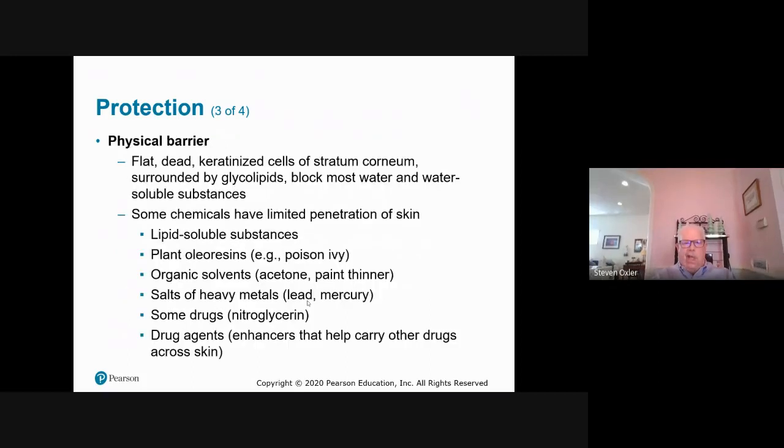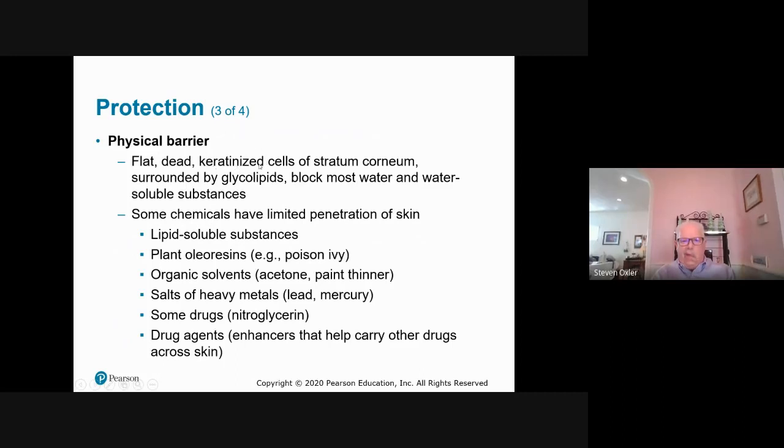The physical barrier. Well, you kind of know the physical barrier. You know that water can't get into your skin. Why? Because basically your skin has protein over it, keratin over it.